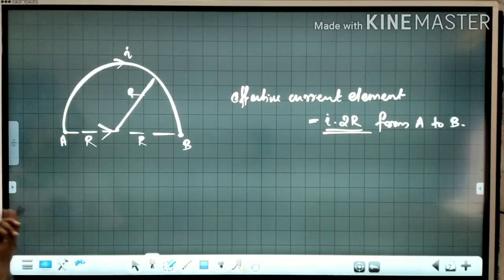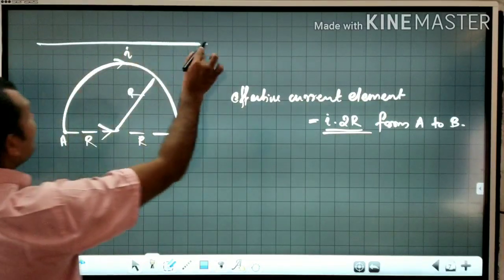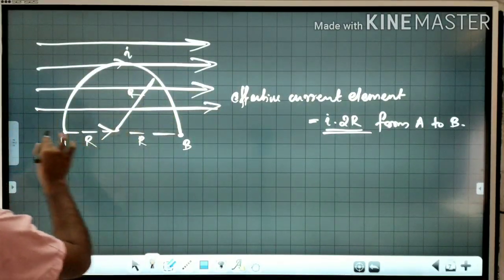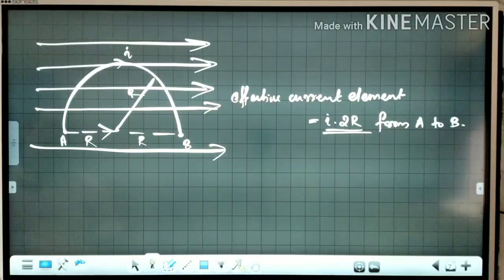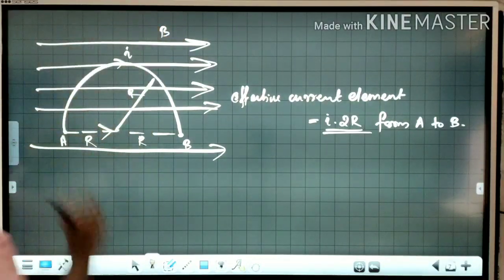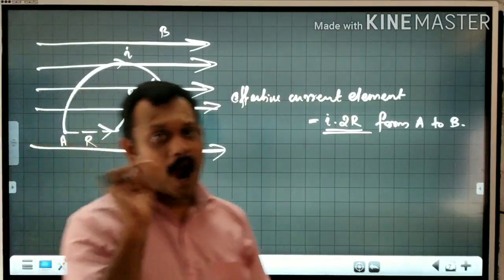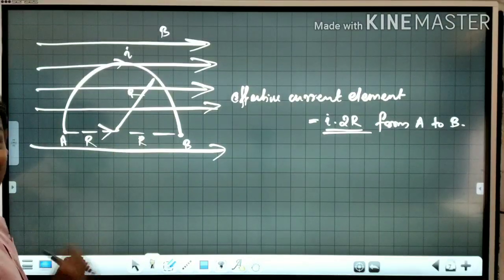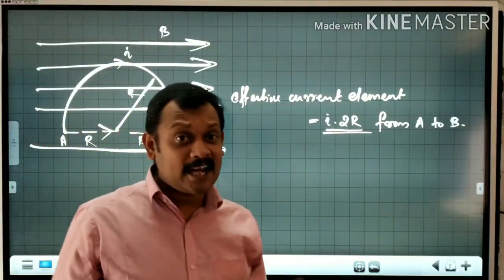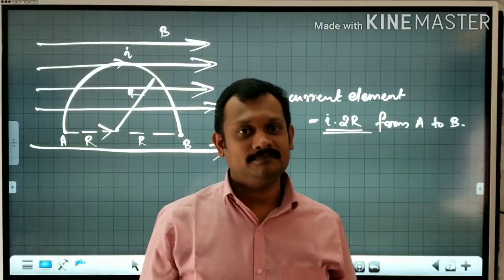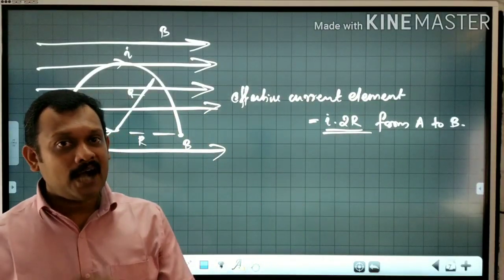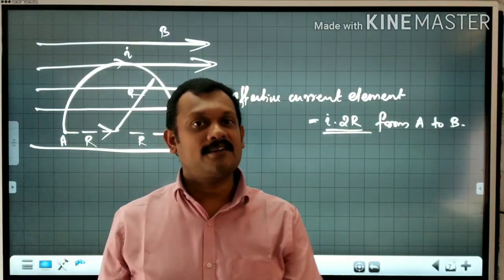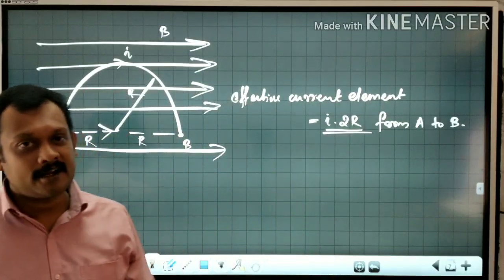Now I am going to do one more thing. Suppose I place this in a magnetic field like this. The effective current element is I into 2R from A to B. This is the direction of the magnetic field. The question is, what is the magnetic force on this current carrying conductor?